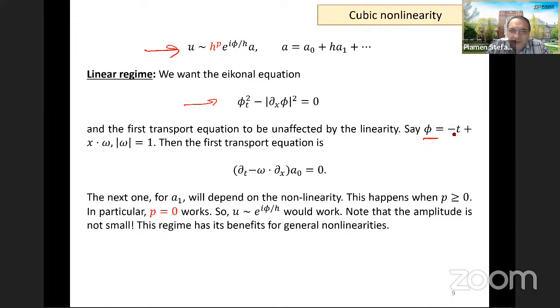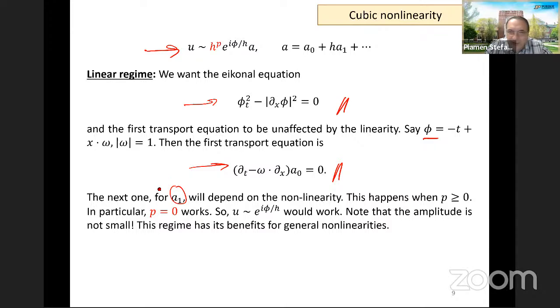And then the first transport equation in the linear regime is just the usual one, as if that was linear. That's why we call it linear regime. We just really want those two properties to be linear, basically. And you're looking for a P that basically guarantees that. And the next one will actually be nonlinear somehow.